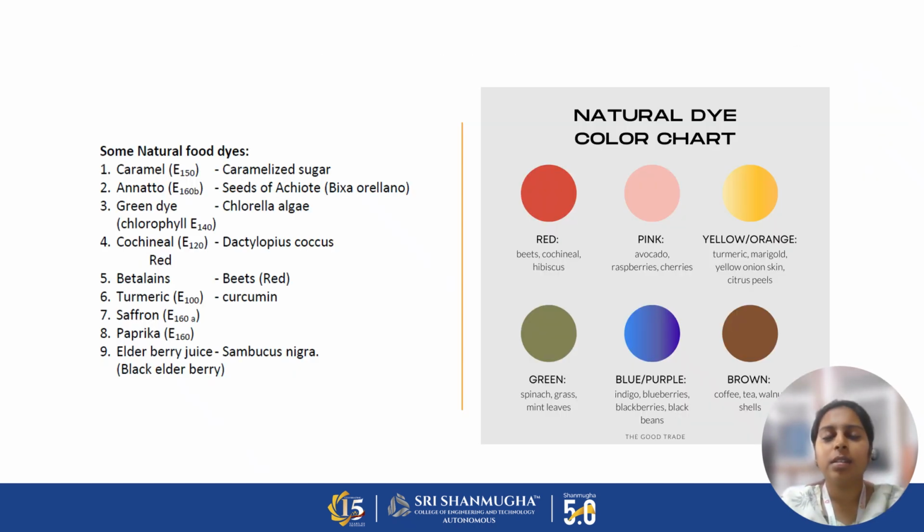Here are some examples of natural food dyes. One is caramelized sugar, and annatto, which is rich in the seeds of the annatto plant. Green dye is rich in algae, and red dye, betalain, is rich in beetroot. Curcumin is rich in turmeric, and there are also saffron and paprika. So these are some natural food dyes.